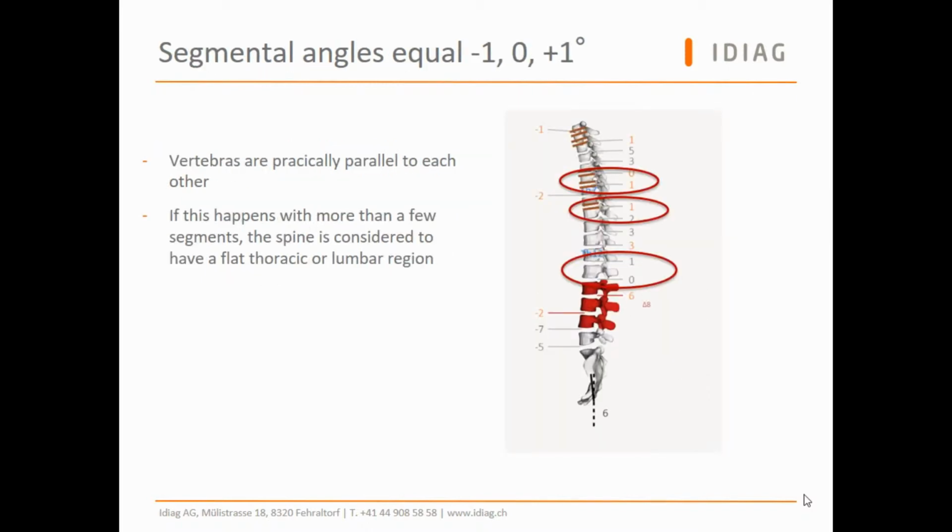If the angles are -1 degree, 0 degrees, or +1 degree, the vertebrae are practically parallel to each other. If this happens over more than a few segments, the spine is considered to have a flat thoracic or lumbar region. Within the transition of lumbar to thoracic spine, values of 0 degrees can be neglected.